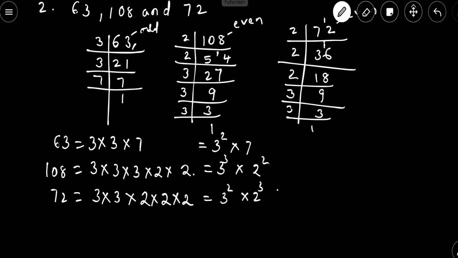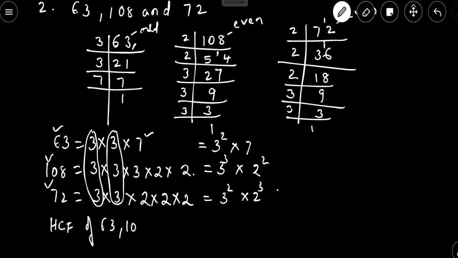Okay. Now common, we have to check which number is common in all these three numbers. So now if you see, this is a common number. This is also a common number. Now here the last number is 7. So in all three numbers, it will not be matching here. So the HCF of three numbers, you can write it as HCF of 63, 108, and 72 is how much? 3 into 3, so that is 9.